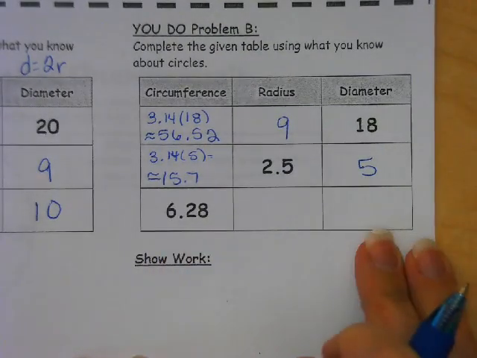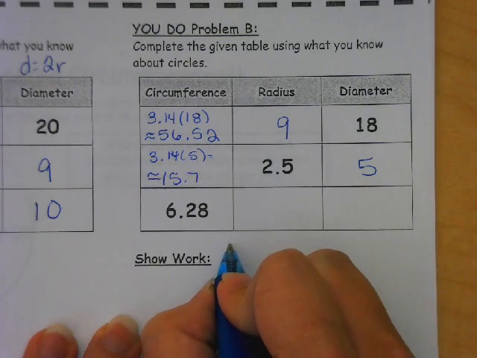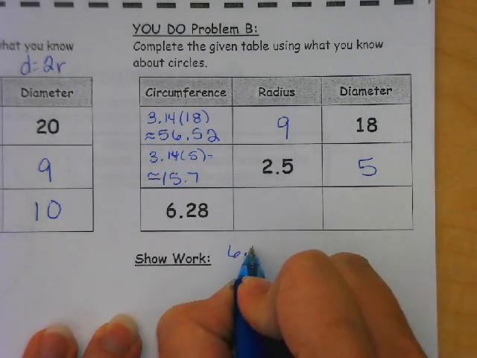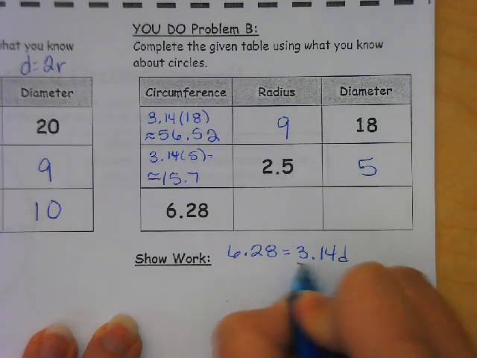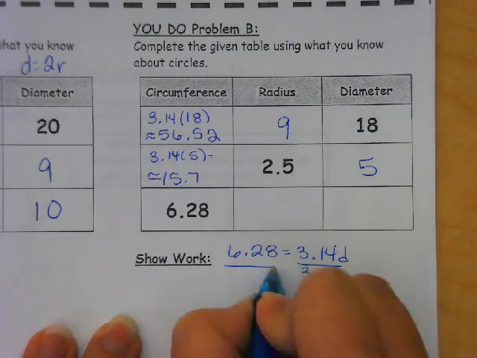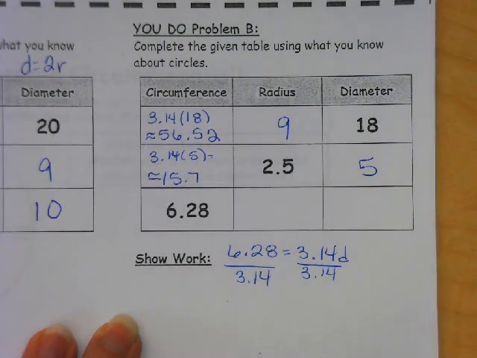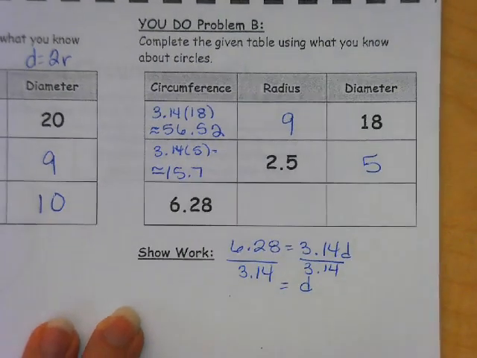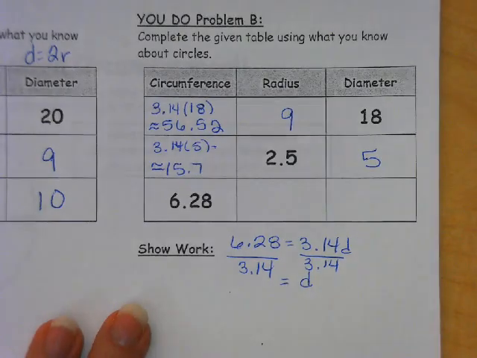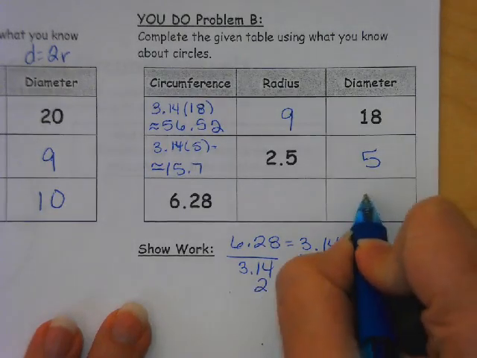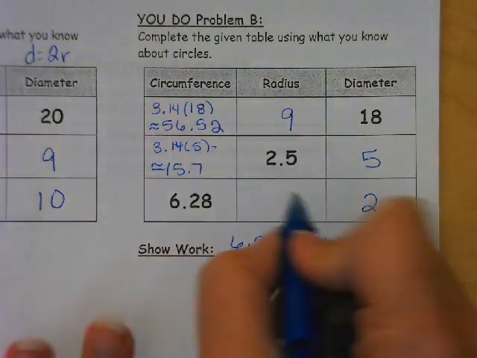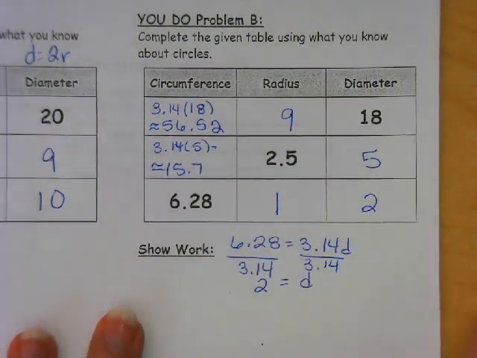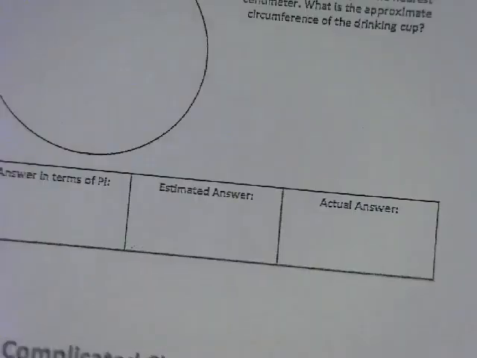How did we do this? What'd you do? 6.28 divided by pi, because we're looking for d here. And what did you get when you did that? 1.9, and we're going to round that to what? To 2. So the diameter is 2, so the radius is 1. Very nice job. All right, then I asked you to try this.